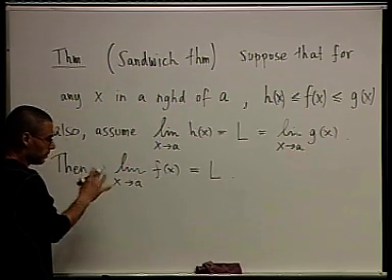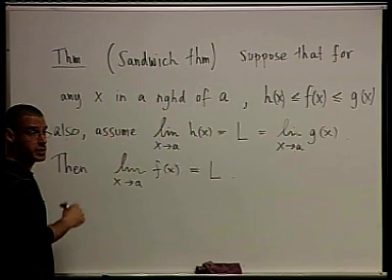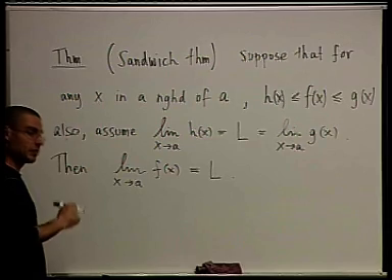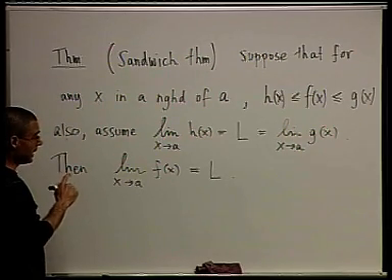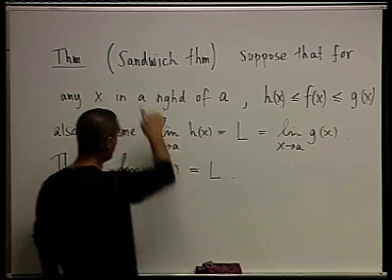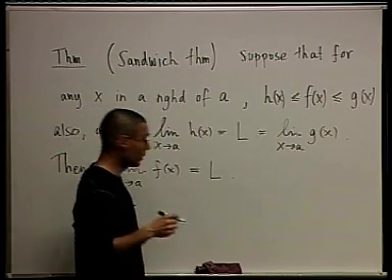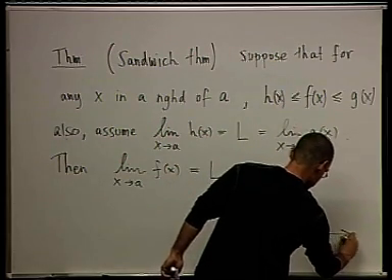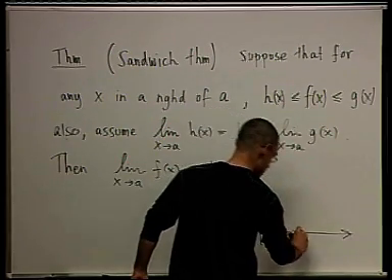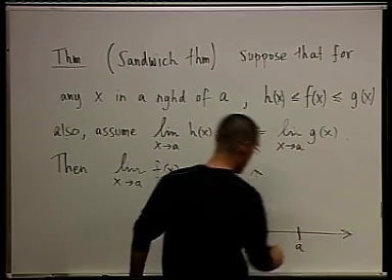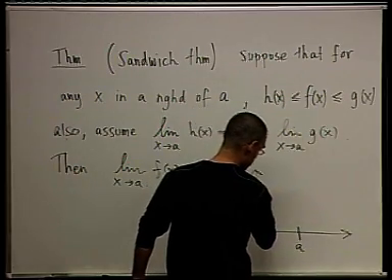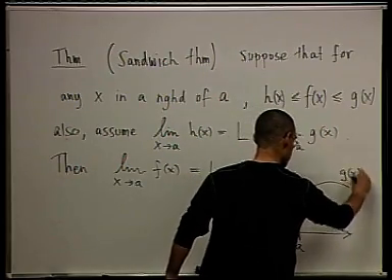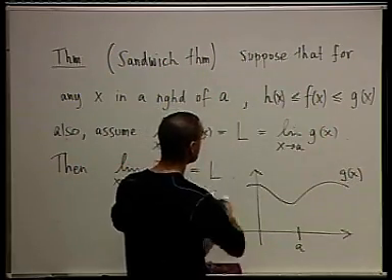I want to first make a little sketch to convince you that this is true. Then I want to prove it formally using the definition of the limit. And in particular, I want to tell you why it's called the Sandwich Theorem. Okay? So the sketch is something like this. We have, let's say that this is the point A. We have a function g. Here it is, something like this. So let's say this is g. And we have a function h.